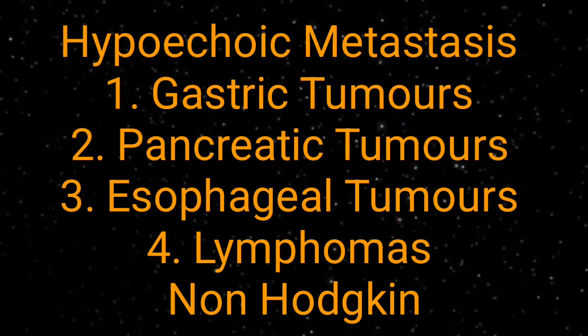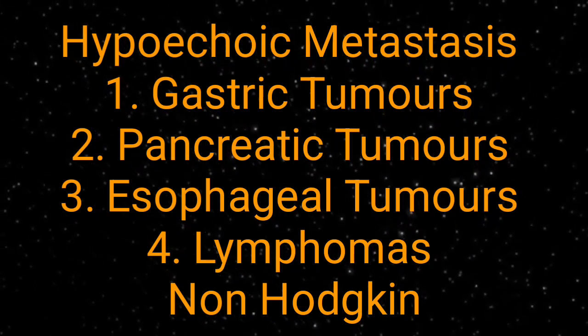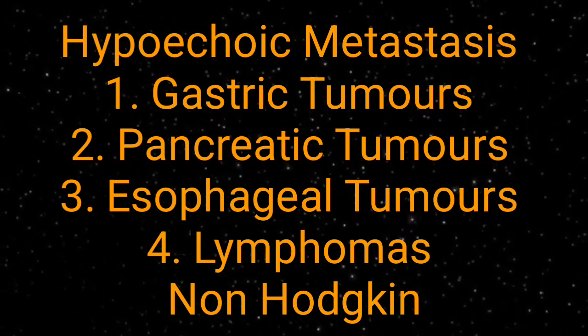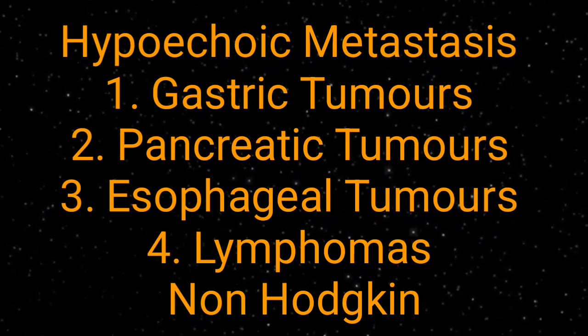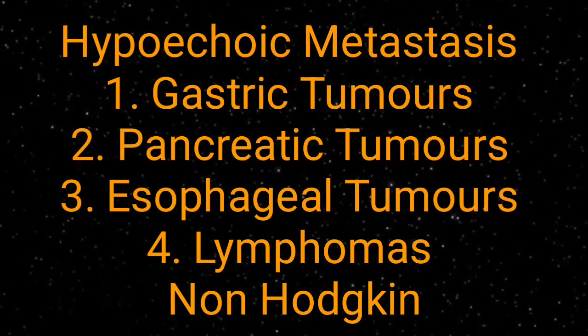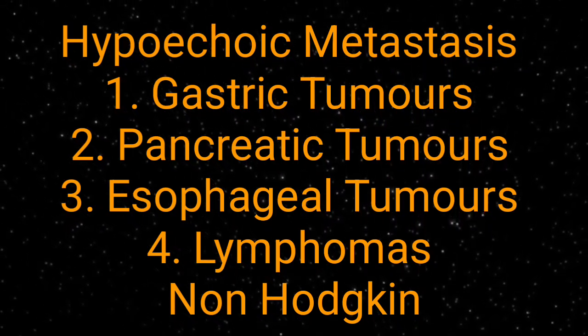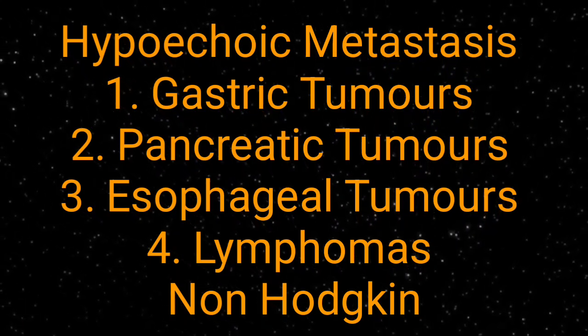Many of the gastric tumors appear hypoechoic, their mets appear hypoechoic within the liver. Pancreatic tumors, esophageal tumors, and the liver is the primary site for the lymphomas, especially non-Hodgkin types. Non-Hodgkin lymphoma appears hypoechoic on the ultrasound images in the liver. Hypoechoic mets are usually avascular.